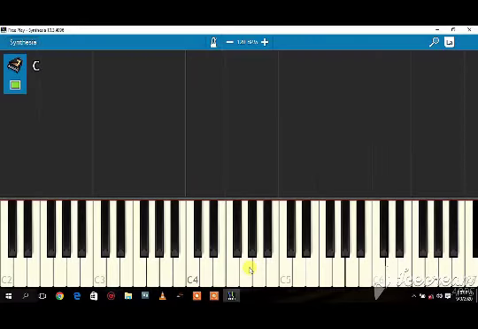There are three fundamental chord qualities in music. We have the major chords, we have the minor chords, and we have the dominant chords. Those are the three chord qualities we have.